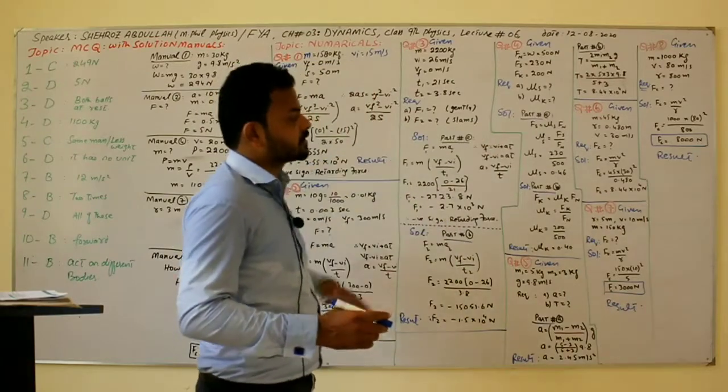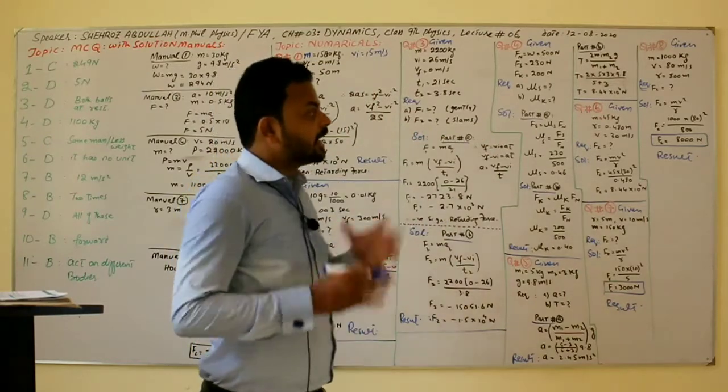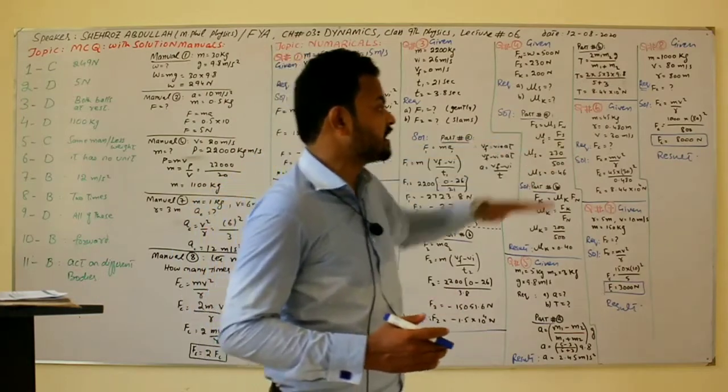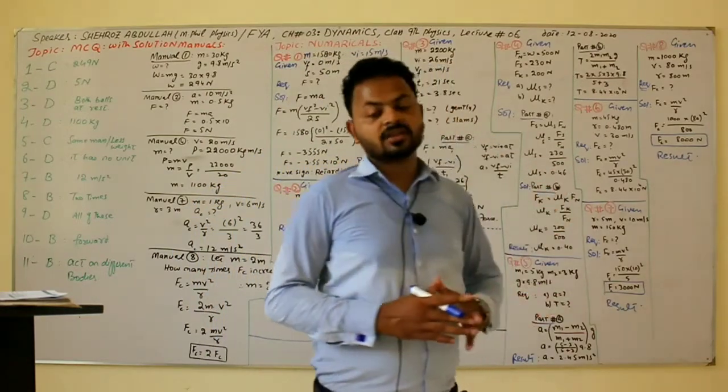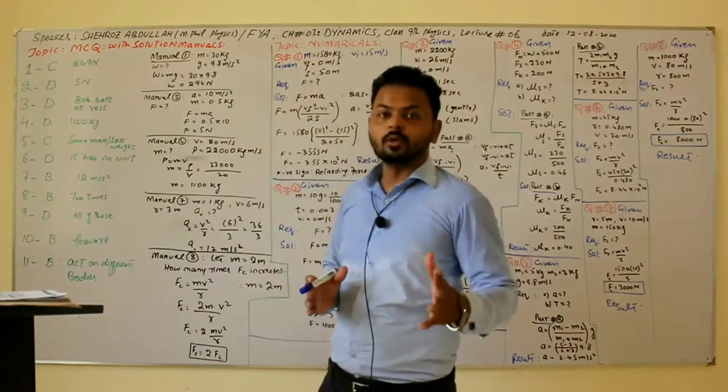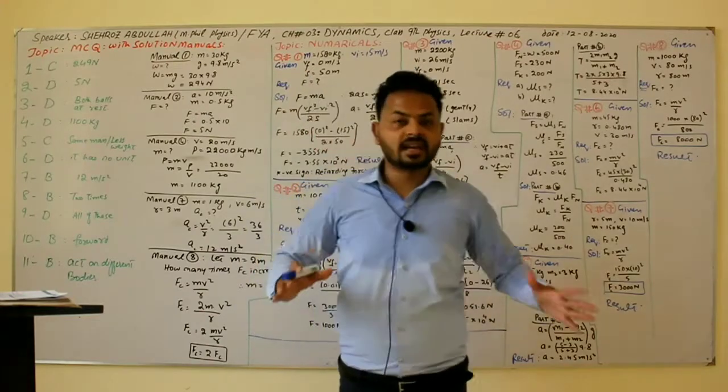Just putting the values in the formula, Fc is equal to 1000 multiplied by 80 square divided by 800, you can get the result of Fc is equal to 8000 newtons, right? So we have done all the numericals with their solutions, with their answers, right?